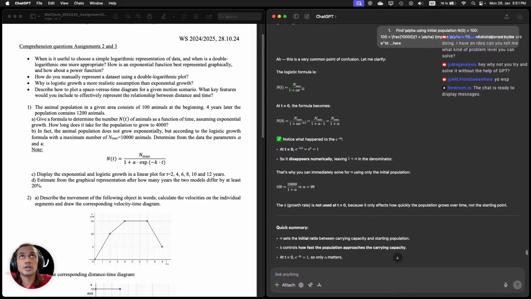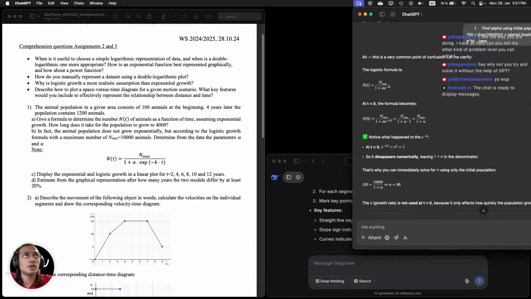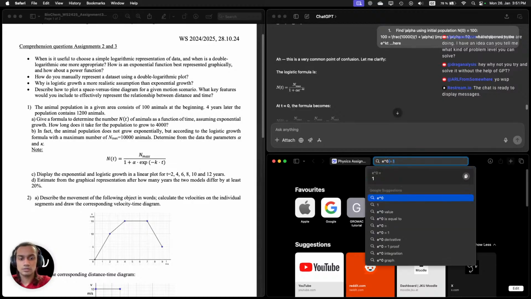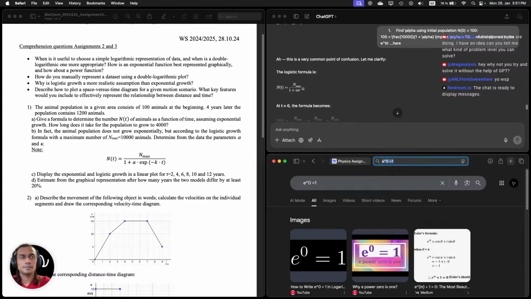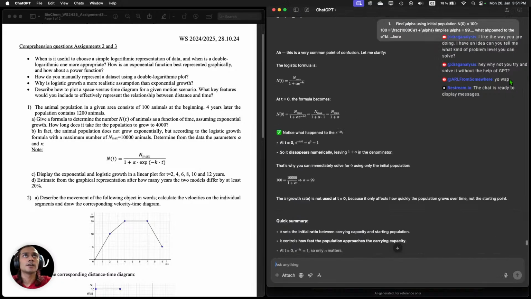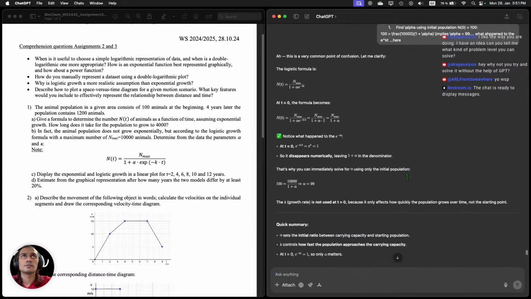Logistic growth formula is blah blah blah. And you gave a T0, but how is K e raised to 0? e raised to 0 equals 1. Okay, I guess. Oh, it's written here. Okay. So it disappears numerically.